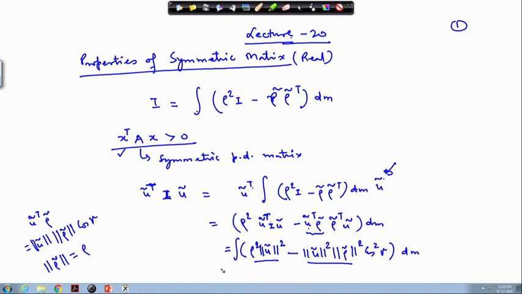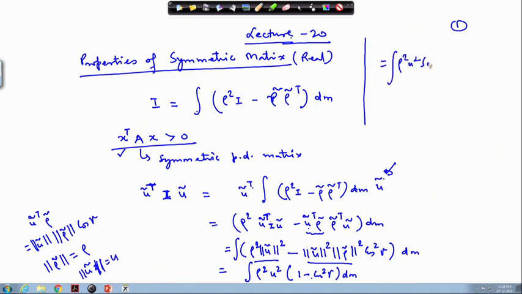This is integration. What we see here is rho square, and if we write u tilde magnitude equal to u, this we can write as 1 minus cos square gamma d m. And this quantity is equal to rho square u square sin square gamma d m, and therefore, rho times u sin gamma, whole square, d m, and this is always a positive quantity.